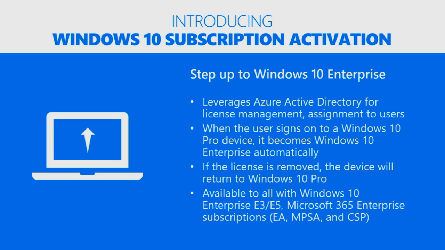That's available to anyone who has a Windows 10 Enterprise E3 or E5 subscription through an enterprise agreement, through MPSA. It was actually available for Windows 10 1607 for those that are using the CSP channel. So if you're going through a partner and a partner has purchased Windows 10 Enterprise E3 licenses for you through CSP, you could have already done this with Windows 10 1607. We extended it to enterprise agreements and MPSA with the 1703 release.